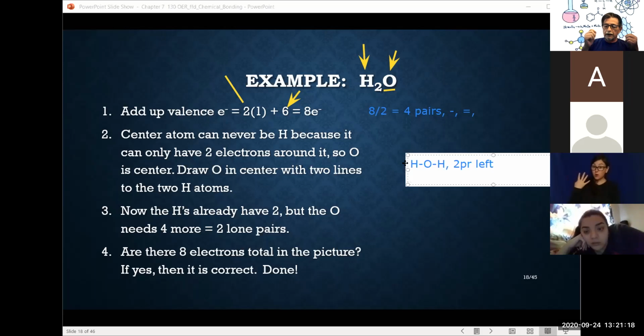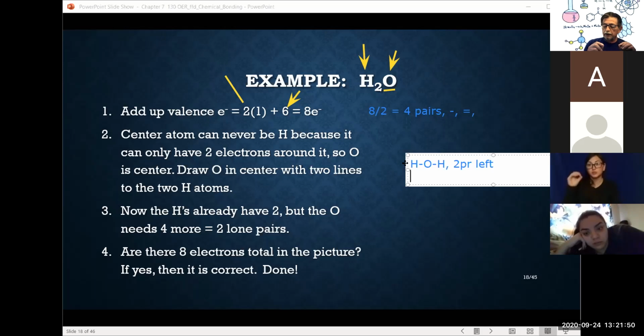And now I have to think about the octet rule and the duet rule. Duet rule for hydrogen, only 2 electrons around hydrogen. So I cannot put those 2 pairs on the hydrogen, correct? Because hydrogen's already happy with its duet. There is 2 electrons on each hydrogen already. So the only place I can put those two pair is on the oxygen.